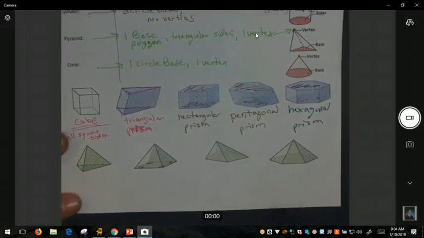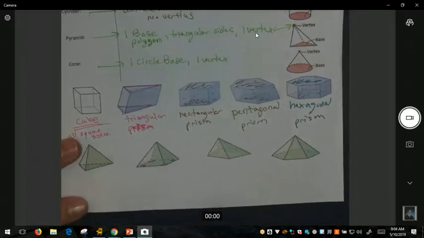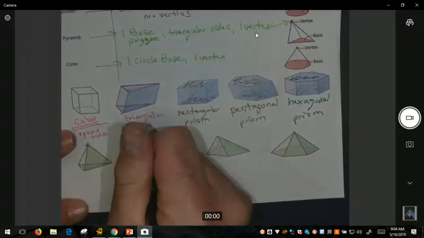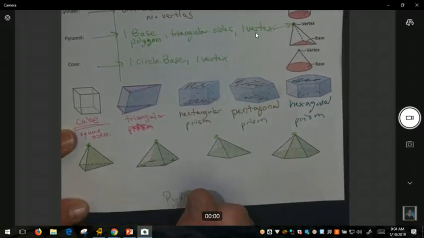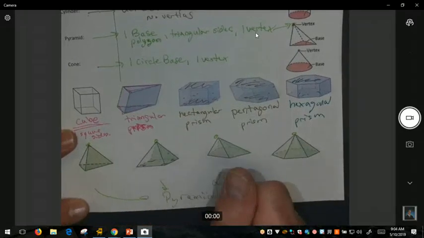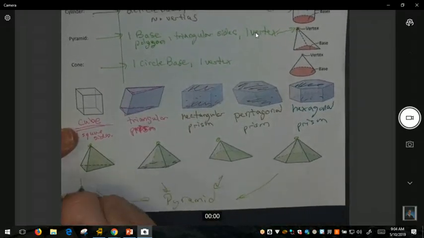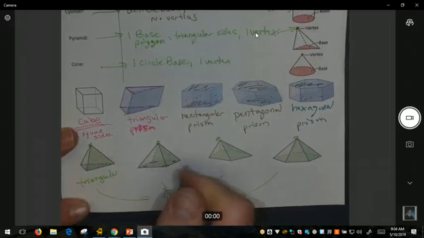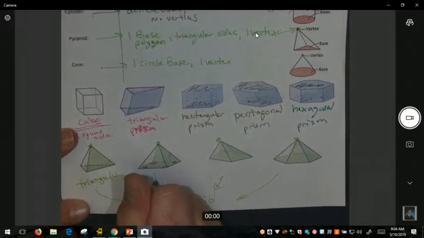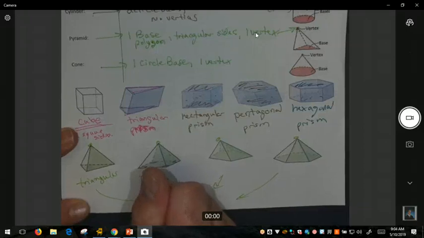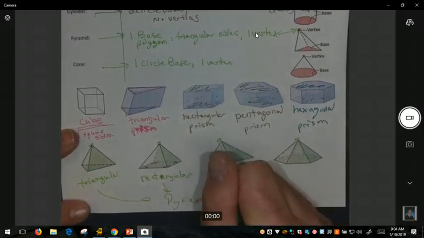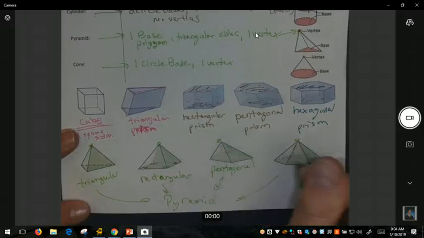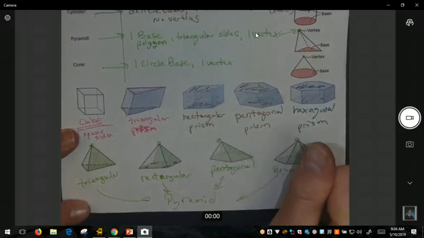Down below, because there's only one base for each of these, and they have a vertex at the top, all of these are pyramids. This one has a triangular base, so it is a triangular pyramid. This one is a rectangular pyramid. Somebody once argued that that was a square. To be a square, you'd have to have the sides marked as congruent as well. This one is a pentagonal pyramid. And this one is a hexagonal pyramid.